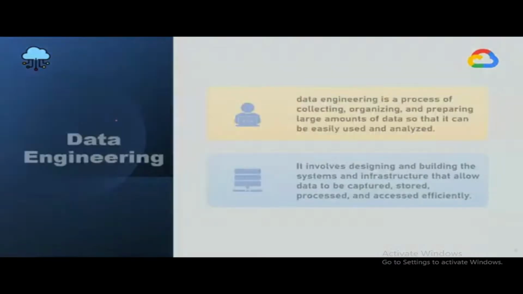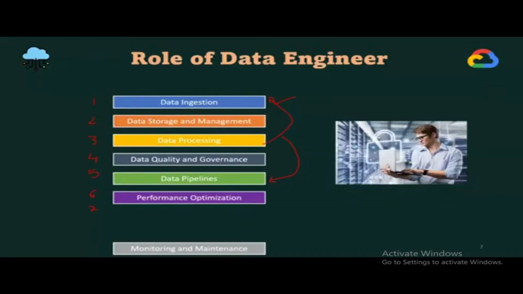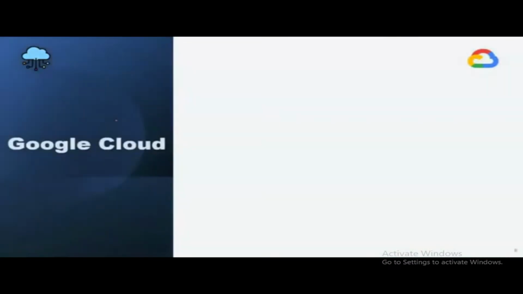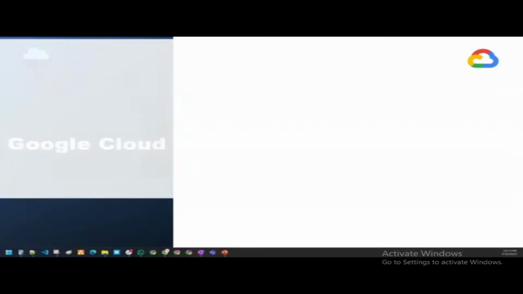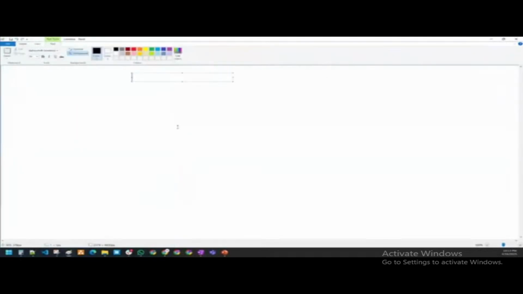Okay. So as we now know what data engineering is, guys, let me just focus on what Google Cloud Platform is. I think you might have known other cloud platforms. Tell me, guys, what are the other cloud platforms that you know?